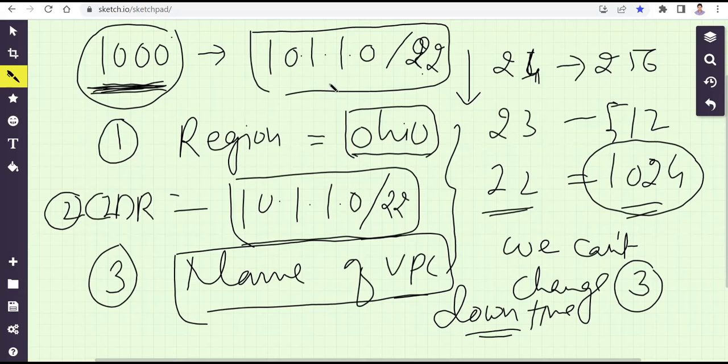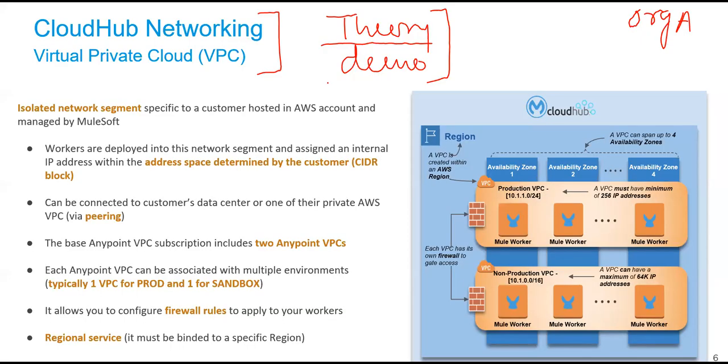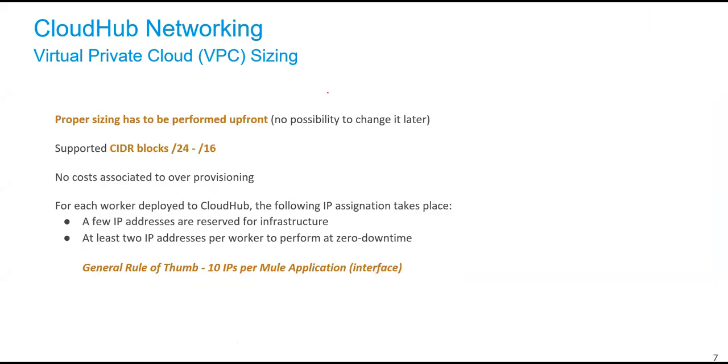Okay, let's go back to our presentation. So a VPC will give you dedicated space, and from that VPC you can connect your data centers, and then you can access your data center assets from the applications deployed under the VPC. So we understood why we need it, right? Now let's go to the second slide.